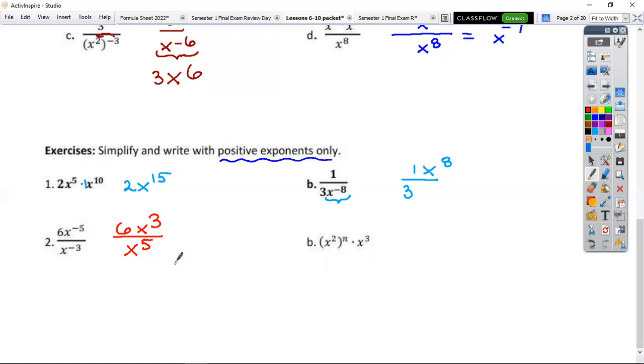Now you're going to keep going and you're going to subtract your exponents. So this is going to give me 6x, and 3 minus 5 gives me -2. And in this section, you are not allowed to leave the negative exponents. So you have to go further this time. So you're going to take this and you're going to write 6, and you're going to flip the x to the bottom and make your exponent positive.